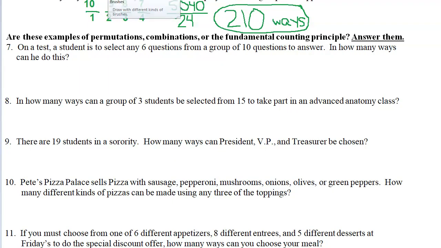So number 7, on a test, a student is to select any 6 from a group of 10 to answer. In how many ways can the student do this? So you have 6 out of a group of 10. That sounds like a combination. The reason being, I can't tell you which order to do them in. I'm just saying, hey, you've got 10 questions in the group and you have to choose 6 of them.